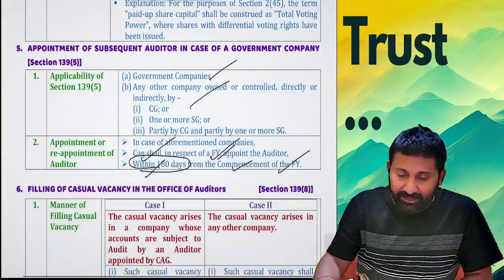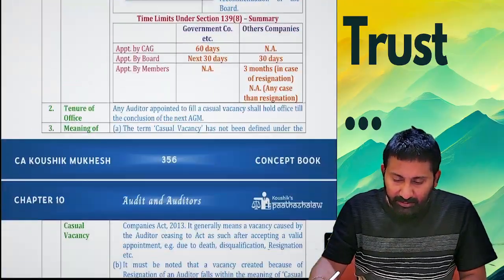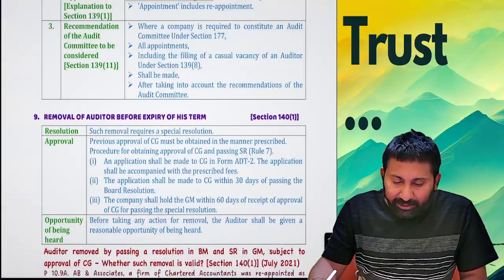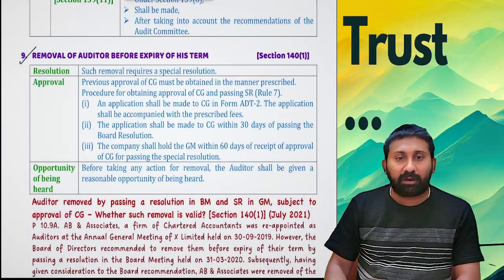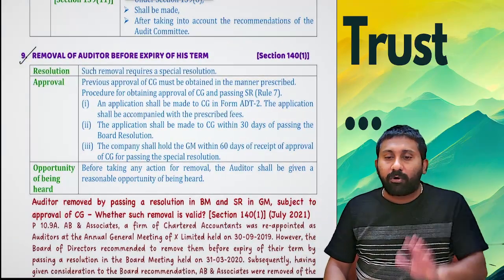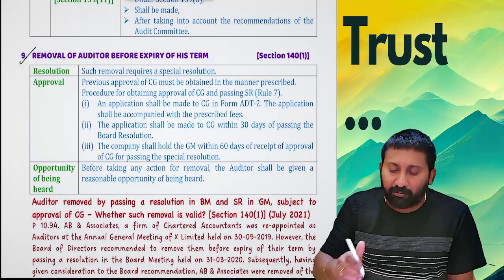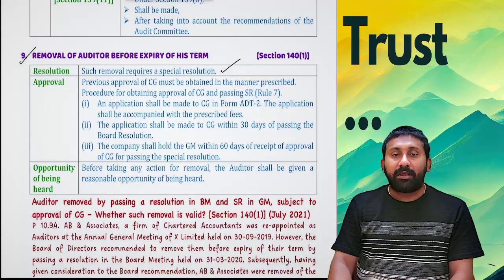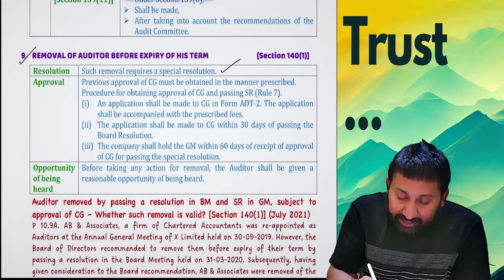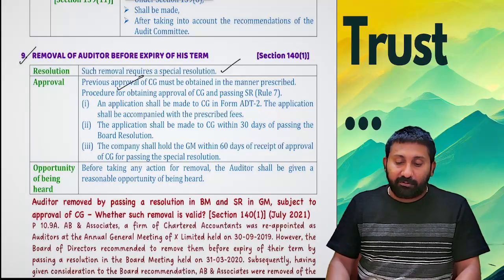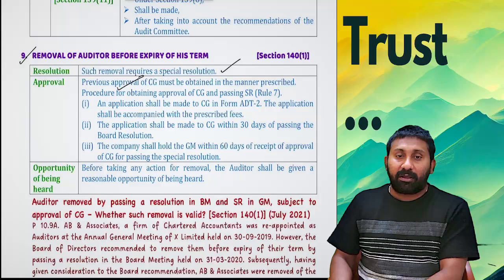Okay. Next one. Before going into the next one, I will first discuss appointment. We discussed the removal of auditor. How to remove an auditor? Removal of auditor requires a special resolution, not just a special resolution. Removal is a special circumstance. It requires the previous approval of the central government. Okay. Previous approval of central government.